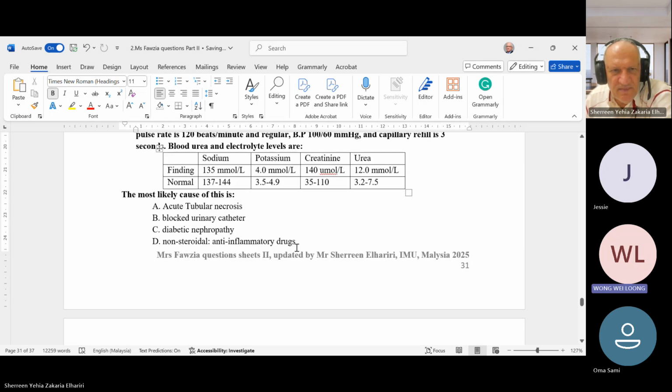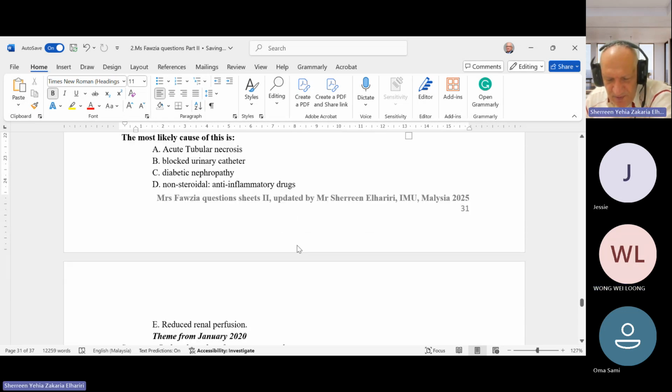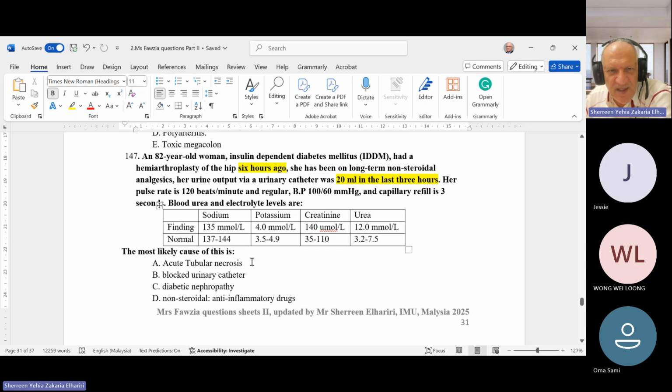Reduced renal perfusion. Yes, because it is a pre-renal cause, so it is reduced renal perfusion. Okay, I see in some versions they have this as the correct answer. It is not acute tubular necrosis, because acute tubular necrosis, or acute kidney injury, it is the same word, occurs if the patient has severe bleeding and a normal kidney. Usually the potassium is very high. So this is not acute kidney injury.